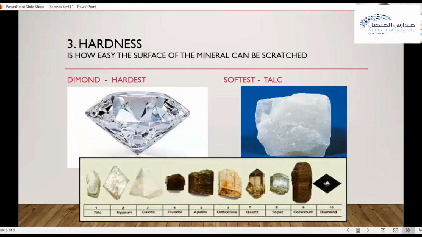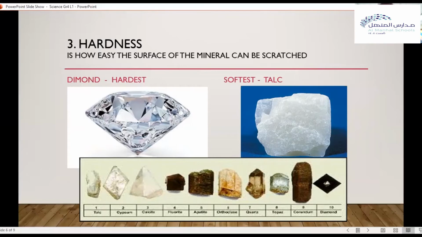The third way is how hard a mineral is. We can identify this by how easily the surface of the mineral can be scratched. The first one that we look at is the diamond. The diamond on this side is very hard. The reason for this is that carbon atoms have been pressed together so tightly, and the heat of the Earth's mantle has changed the chemical composition inside the carbon structure itself, aligning the atoms in such a way that light can pass through them. So they are very transparent.